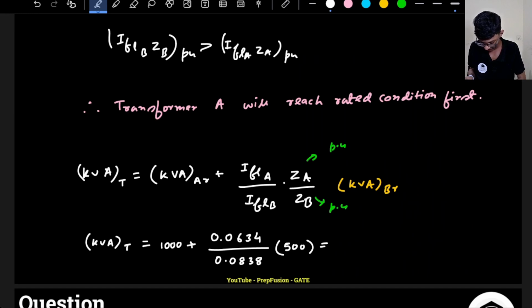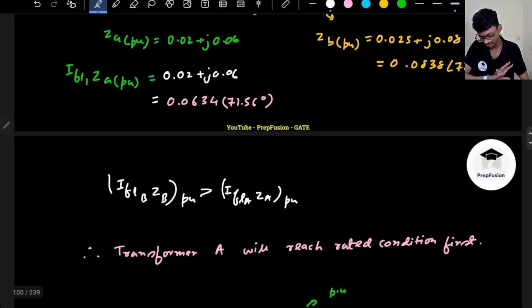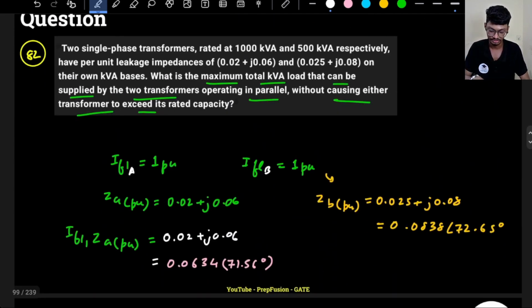So the maximum I can transfer is 1377 kVA. I cannot go beyond this. If I go beyond this, then the transformer A will go beyond its rated capacity, that will harm the device. Okay, just be careful about that. So this is the maximum. All this concept I have explained, I have done the question.